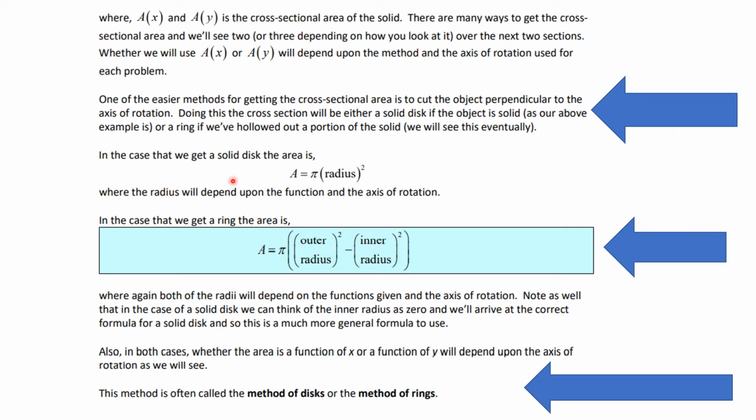Now, for the solid disk, the cross-sectional area is going to be pi times r squared, and the radius will depend on the function and the axis of rotation. In the case where we have a ring, with an outer radius and an inner radius, the area is going to be pi times the outer radius squared minus the inner radius squared. So you want to remember this, and you want to remember that this is called the method of disks or rings.